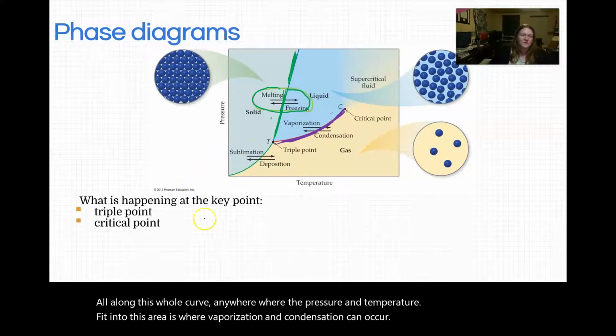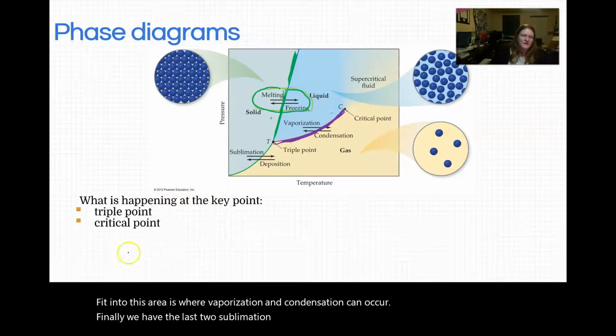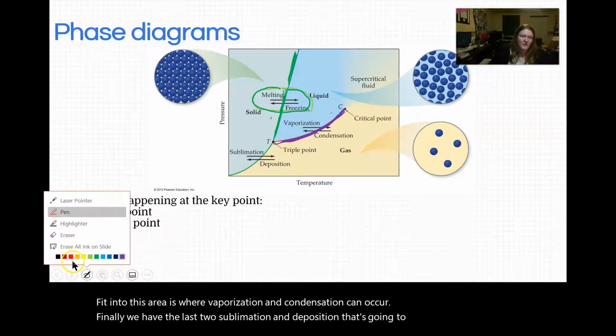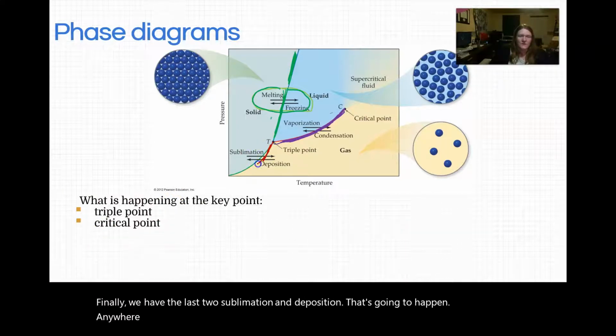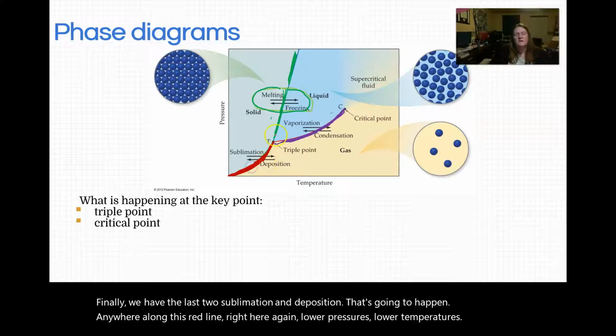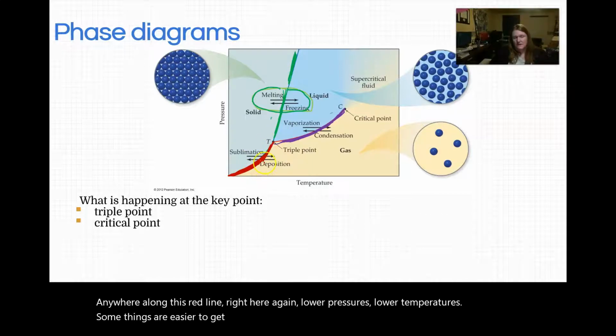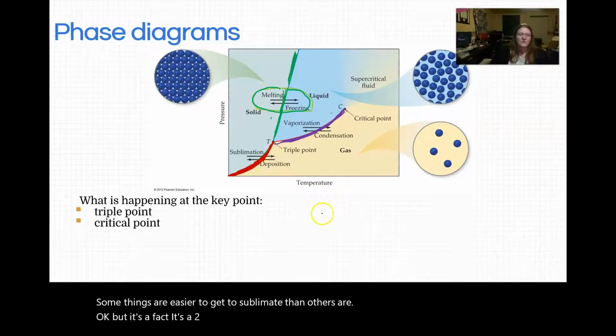Finally, we have the last two, sublimation and deposition. That's going to happen anywhere along this red line right here. Again, lower pressures, lower temperatures. Some things are easier to get to sublimate than others are. Okay? But it's two factors, pressure and temperature both matter.